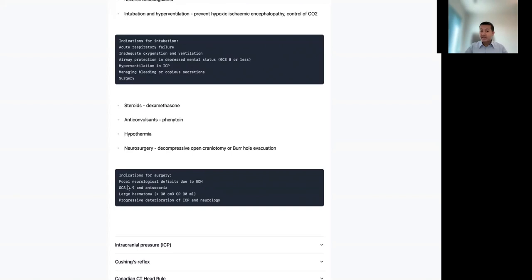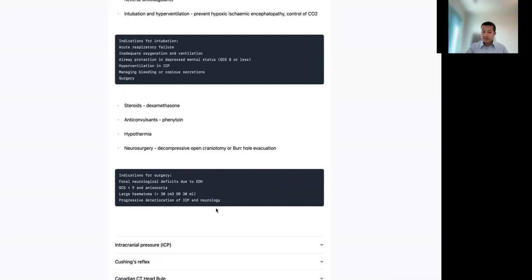So indications for surgery in general: one, focal neurological deficits that are directly attributable to the extradural hematoma; GCS less than 9 and anisocoria; large hematomas. How large is large? It's usually 30 cubic centimeters, or 30 mL, that you can measure on the CT scan; or progressive deterioration of the intracranial pressure and neurology.